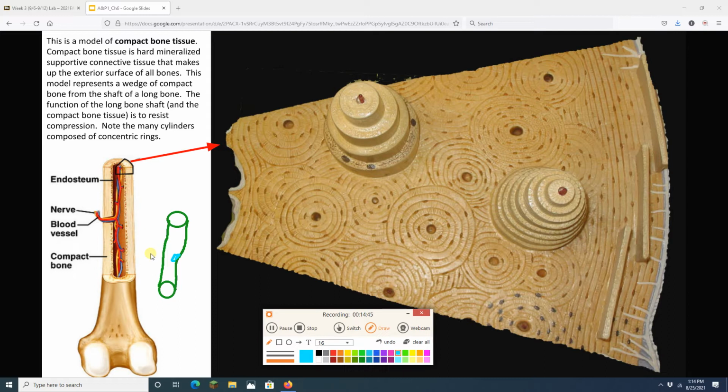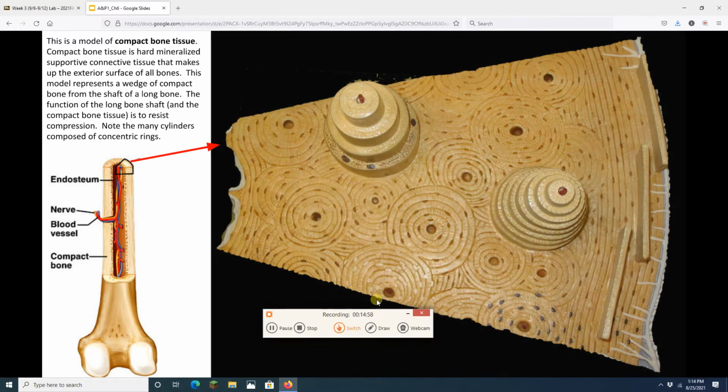All right, cylinders support weight, okay? And there are so many cylinders here. Let's keep going. We're actually going to name some of these cylinders and these parts. We're going to see how they work.